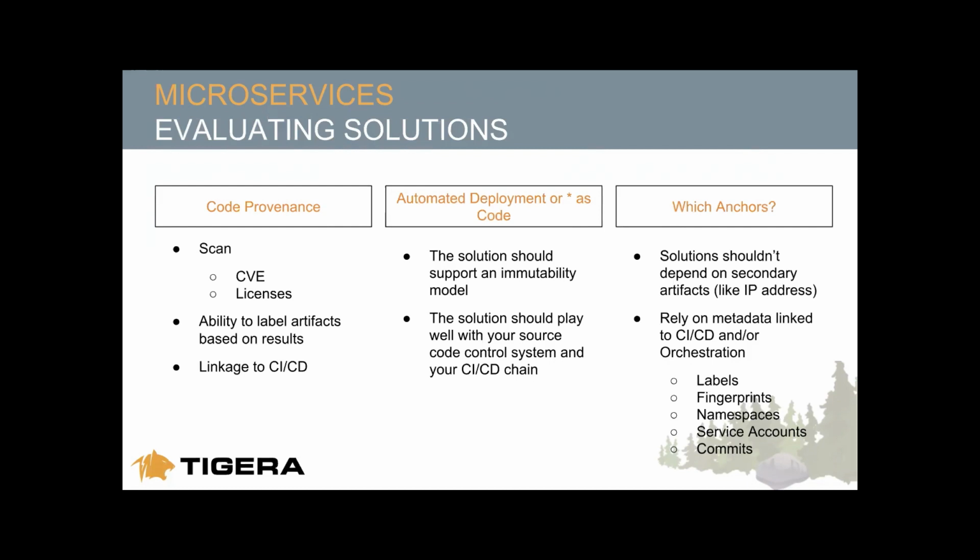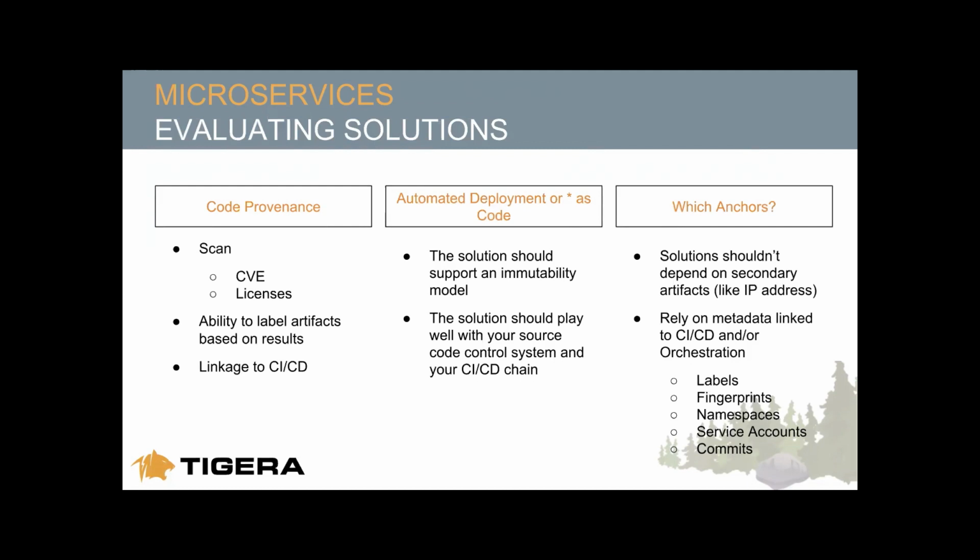So any solution for your deployment mechanisms, etc., should support an immutability model. It should encourage people to edit the artifact, or rather the actual source, rather than the instance. And it should play very well with your source code control system and CI/CD chain. So all of your deployment process should follow this process, and immutability is the only way you're going to have a manageable infrastructure.